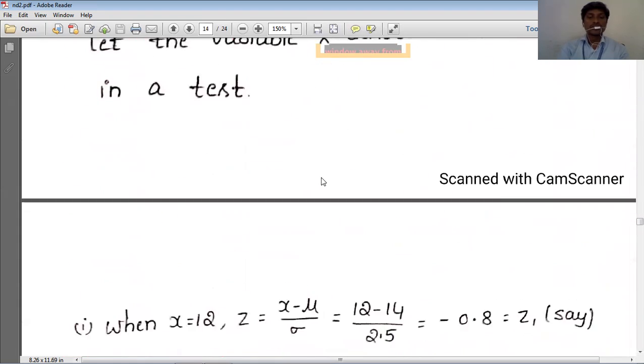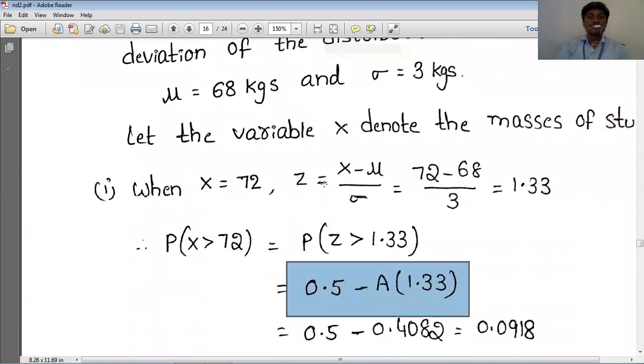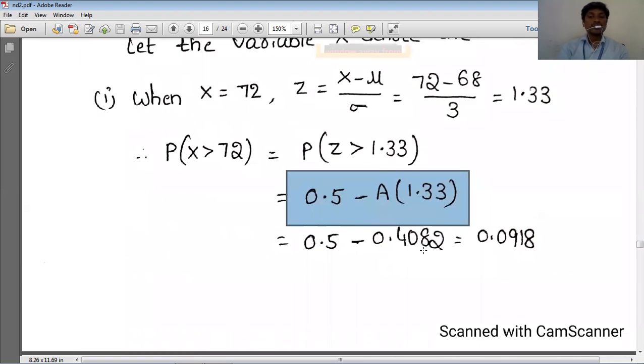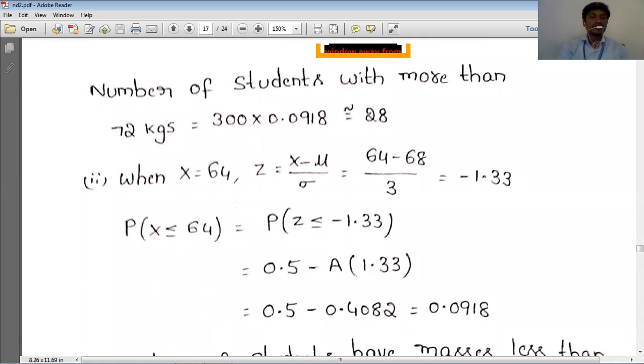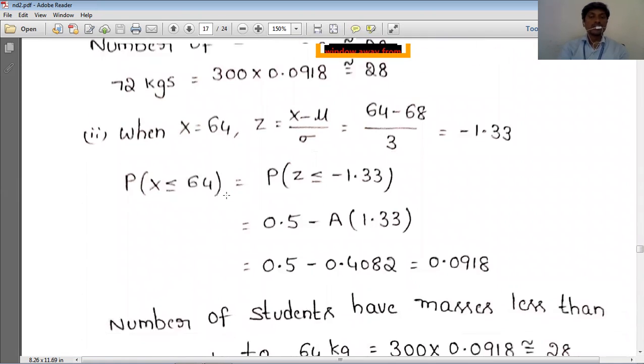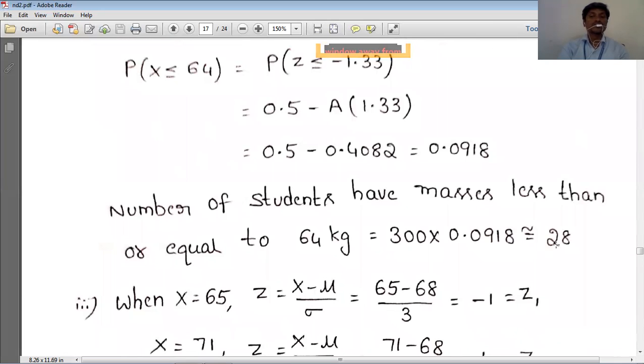What we substituted here, 0.408, okay, which is equal to 0.0918. What we require is the number of students, so 0.0918 into 300. So 28 students having masses more than 72. And for masses less than 64, in that case, we again got the same 0.0918 and 28 students.